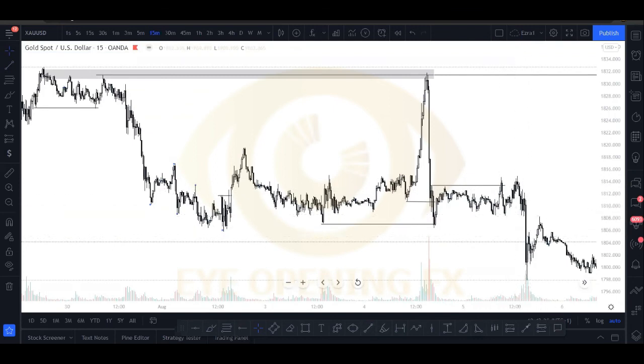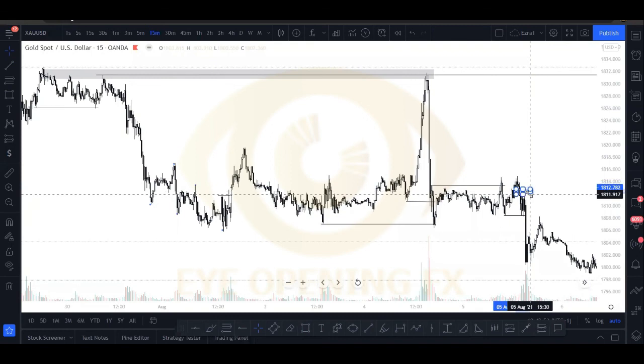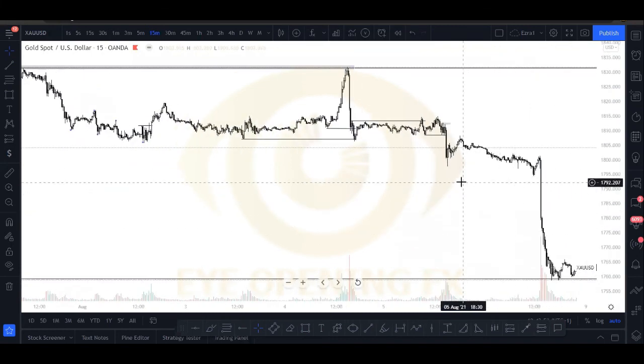Before it dropped here: higher high, higher low, higher high, higher low, higher high, and a lower low was created here. With this lower low created here, you can easily have your entry around this area to continue the sell, though there was news.